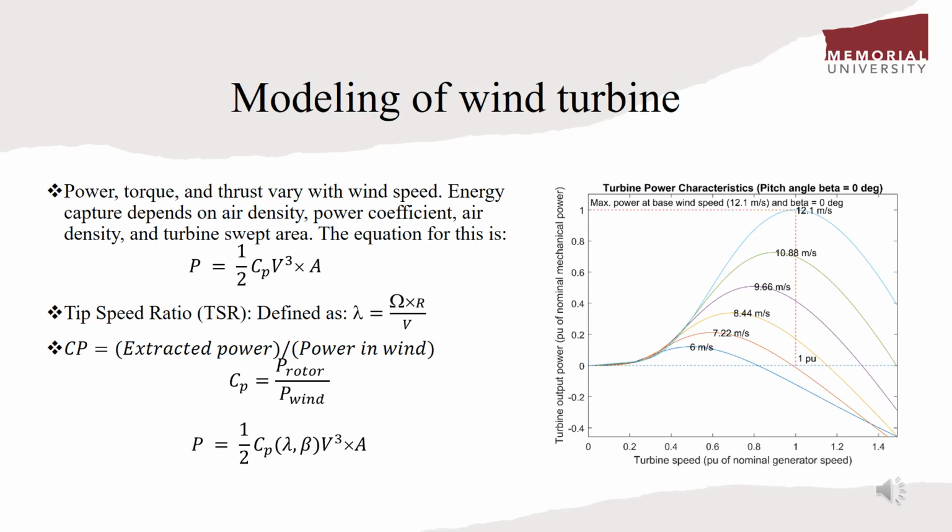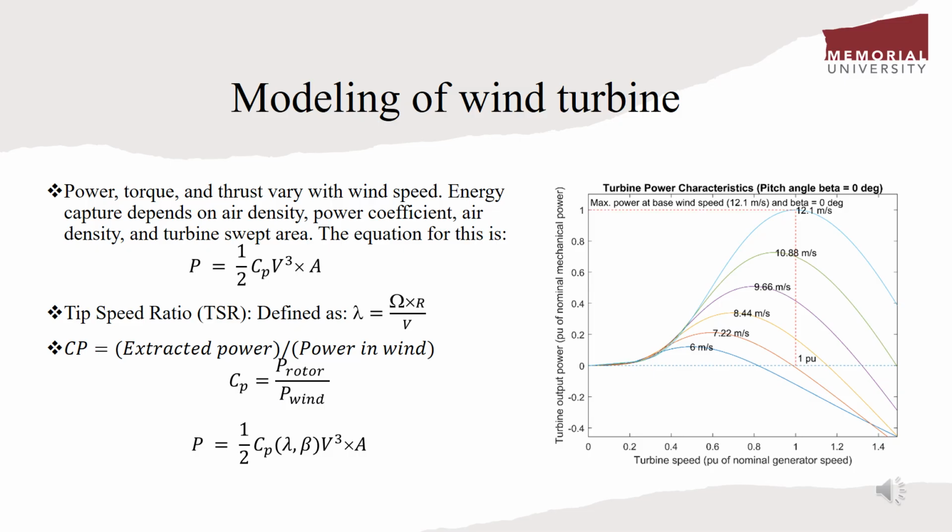This slide covers the mathematical modeling of wind turbines, focusing on how power is extracted from the wind. The power output is a function of air density, turbine swept area, wind speed, and the power coefficient. The cubic relation with wind speed means small wind changes lead to large power shifts.